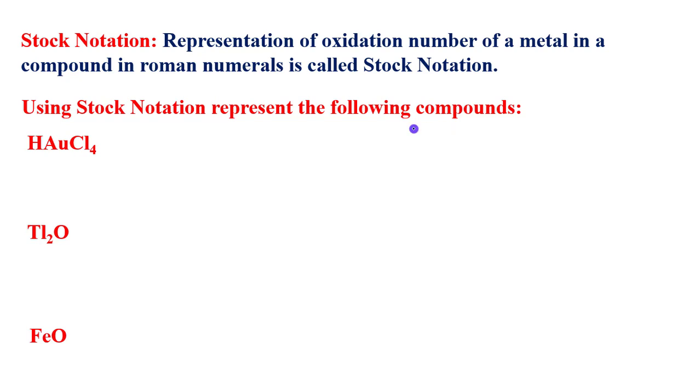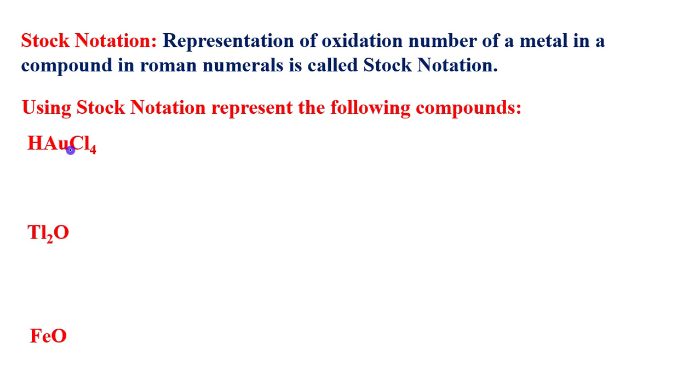So here, one example they have given: HAuCl4, hydrogen auric chloride. Looking at the formula, you will not be able to tell the oxidation number or oxidation state of this gold, right? Because it is not mentioned in any of the rules we use for calculating oxidation number. So you need to calculate the oxidation number of this gold and represent it in stock notation form. When you represent it, directly looking at the representation you will be able to tell the oxidation number of this gold, right?